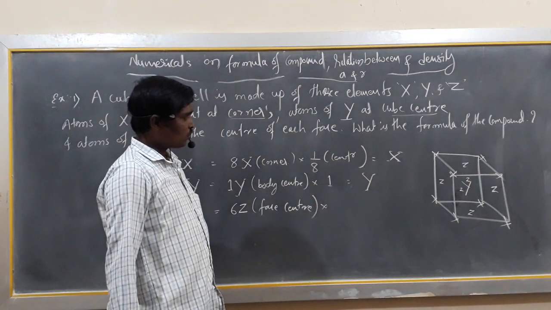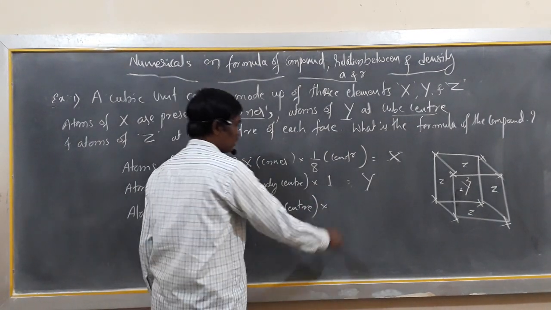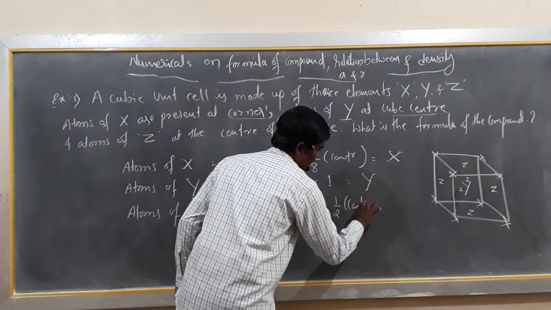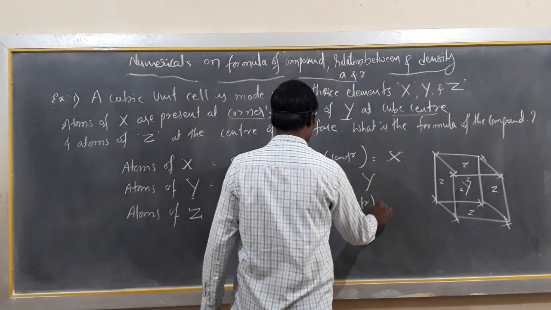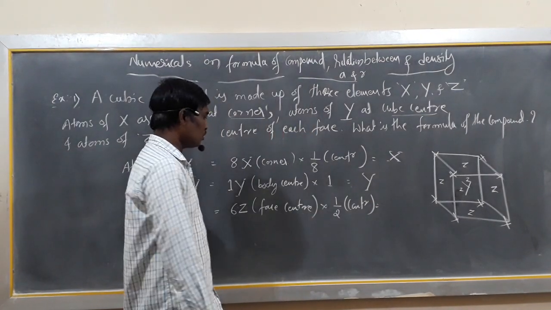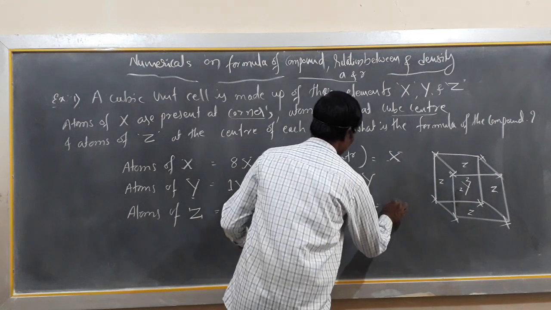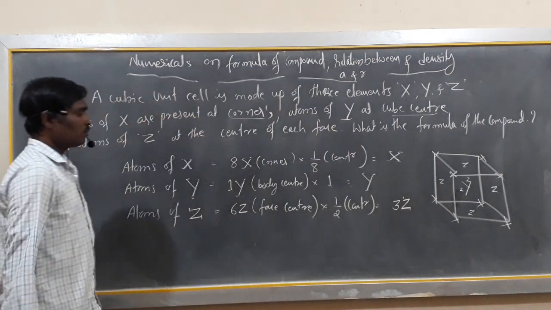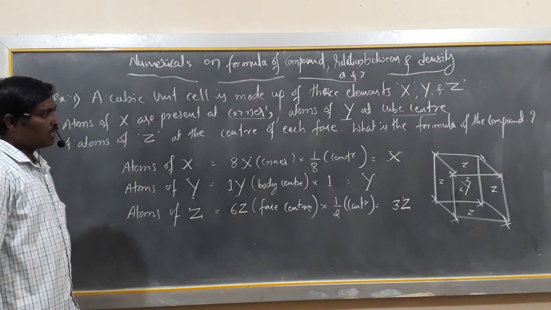And the contribution of the face center particle, we know it is 1 by 2. So 1 by 2 is the contribution of each face center particle. Therefore, after simplifying this, 6 into Z into 1 by 2 is equal to 3Z. So the total number of Z particles in that particular unit cell is 3Z.